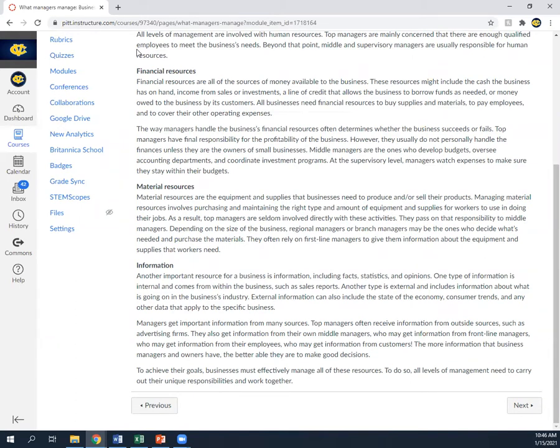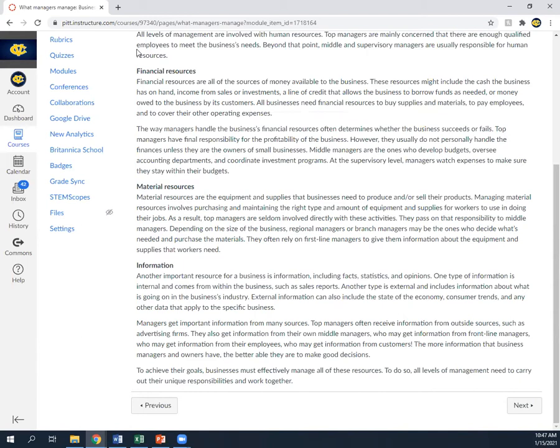All businesses need financial resources to buy supplies and materials, to pay employees, and to cover their other operating expenses. I'm sure y'all have heard of the saying, it takes money to make money. You've got to have something to make some money. And if you think about it, that does apply to every situation. The way managers handle the business's financial resources often determines whether the business succeeds or fails.